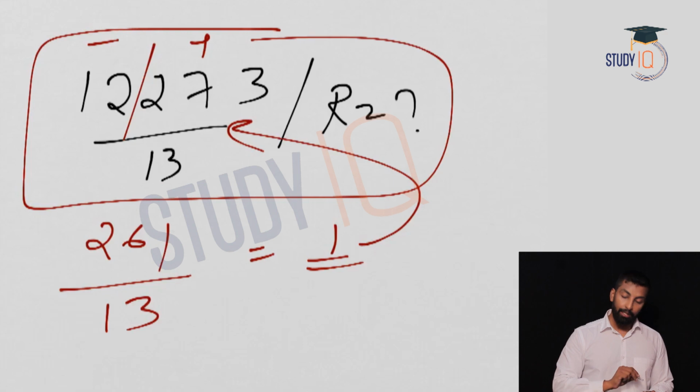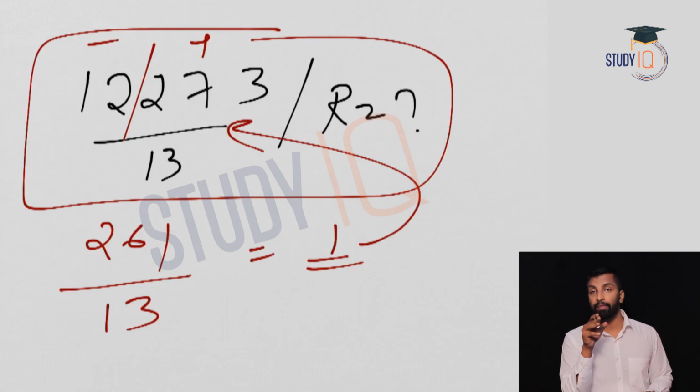So I hope you understood this completely. Divisibility of 7 and divisibility of 13 are both actually the same. Now next is divisibility of 11.